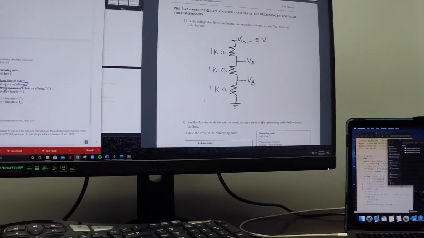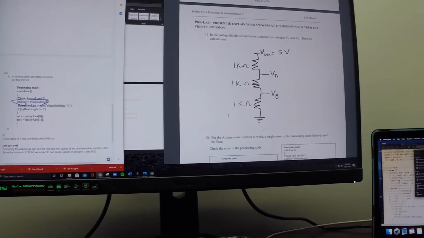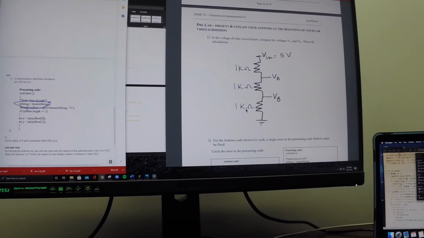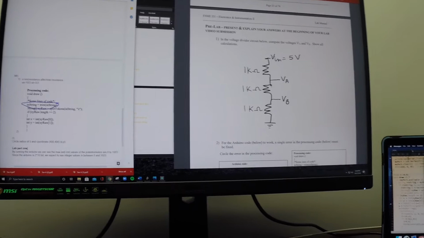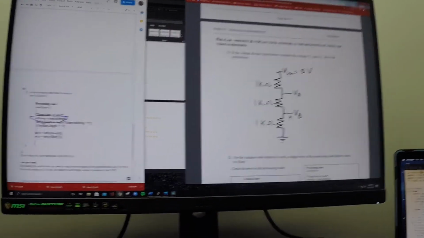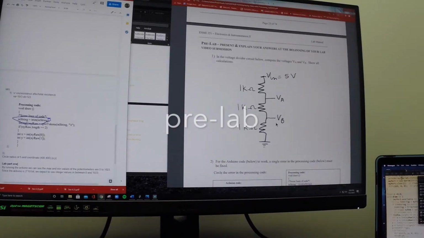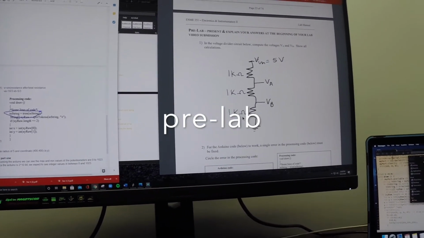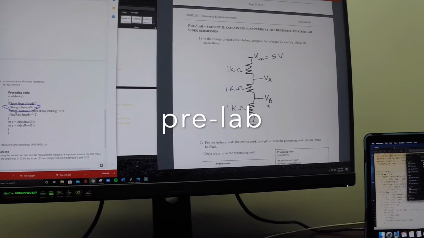Okay, so for the pre-lab, first we're given the voltage divider right here with 1 kilo ohm, 1 kilo ohm, 1 kilo ohm, 1 kilo ohm. It's telling us to measure the voltage after the first 1 kilo ohm resistor, then after the second 1 kilo ohm resistor. By using voltage divider, VA is equal to 10 thirds and VB is equal to 5 thirds.